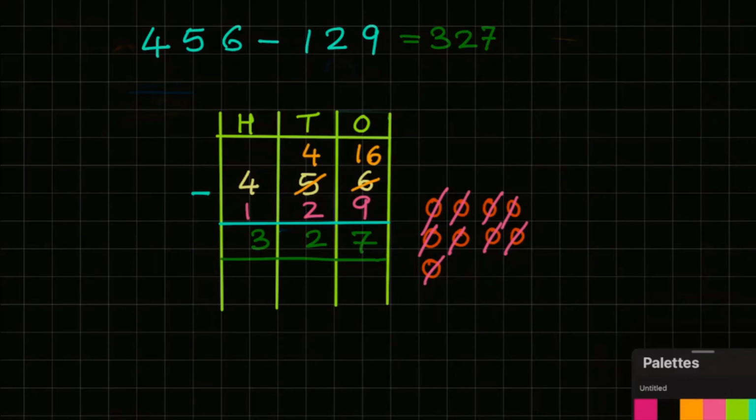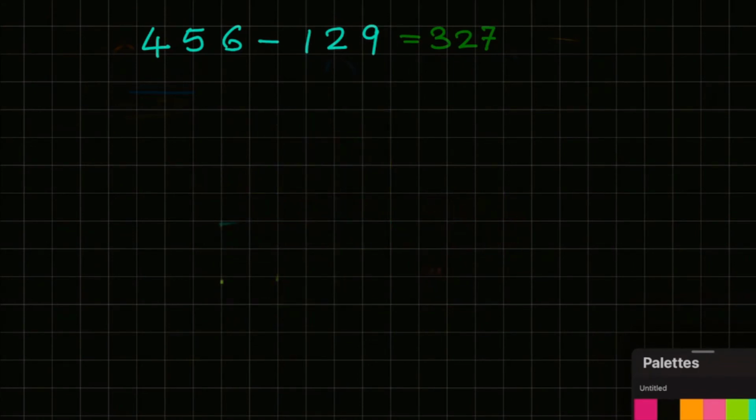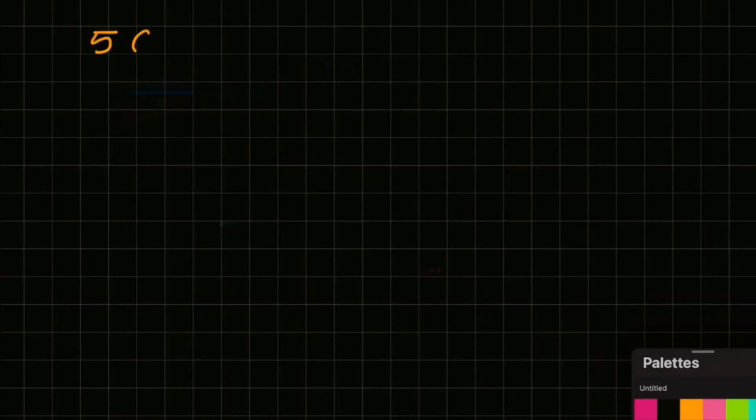So let's take one more example of 3-digit subtraction with borrowing. Till now we have done the borrowing from the tens column. Now let's take an example of 563 take away 487. Okay, so the first rule is drawing the columns.